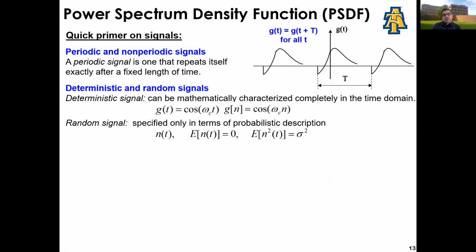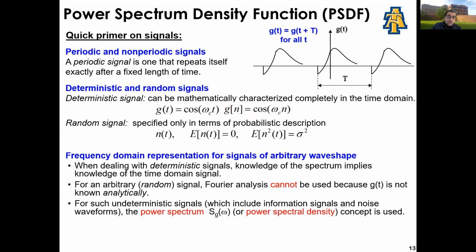Before talking about the PSDF, or power spectrum density functions, let's talk quickly about signals. Signals can be classified into either periodic or non-periodic. A periodic signal basically repeats itself over a fixed length of time. Signals can also be classified as deterministic and random. A deterministic signal can be mathematically characterized completely in the time domain, whereas a random signal can only be described in terms of probabilistic parameters. All right, and frequency domain representation. In case we have arbitrary wave shapes, as with the pressure fluctuations you saw earlier, they're somewhat arbitrary.